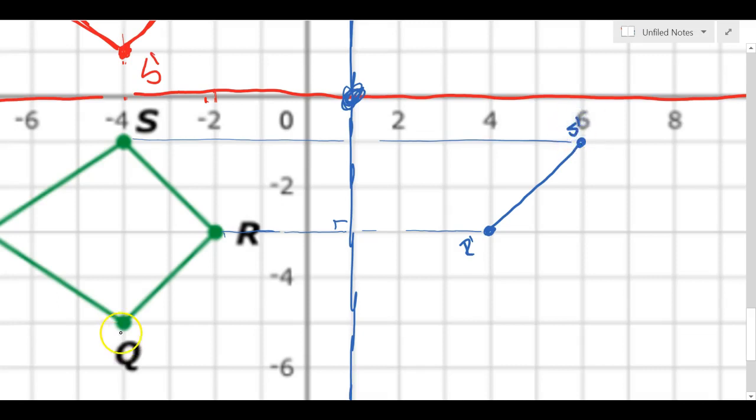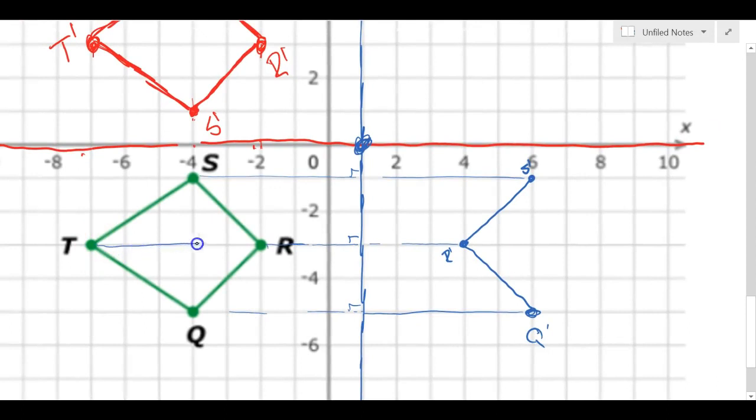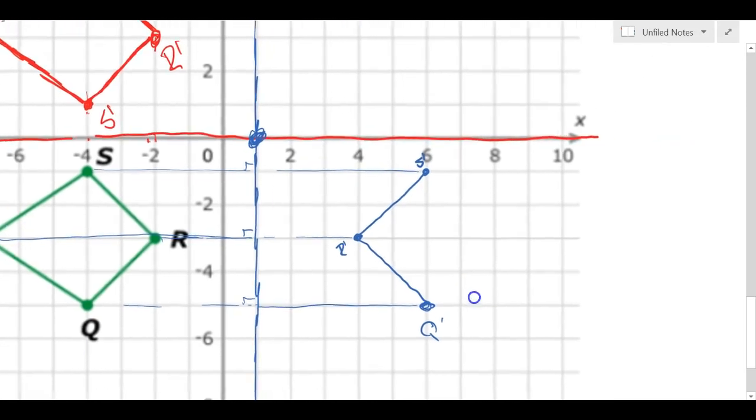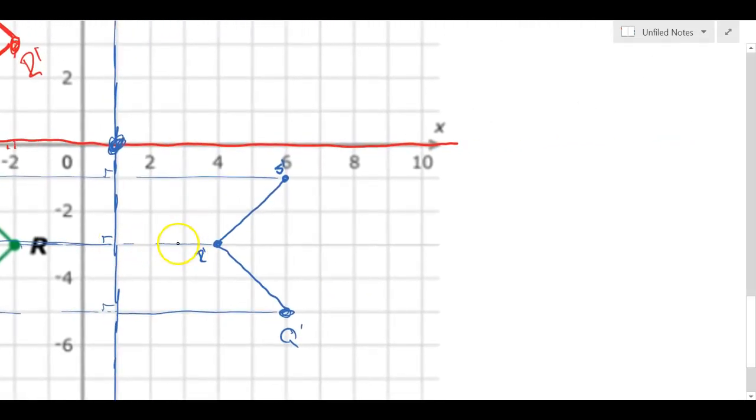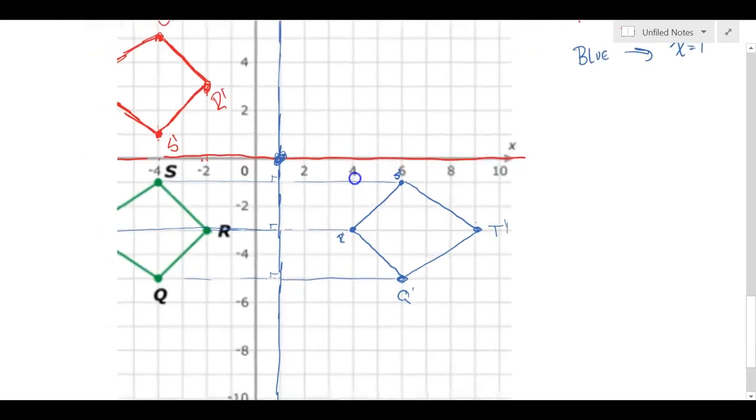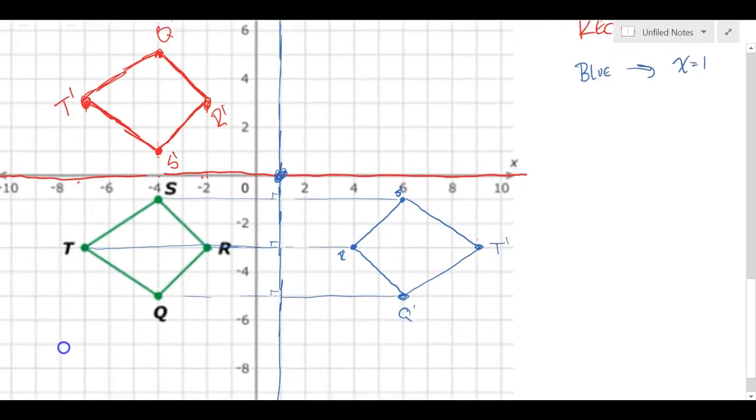Q is 5 away. The Q prime must also be 5 away. And then T is 8 away, so it must also be 8 away. There we go. And we have now successfully reflected the image across the line of reflection.